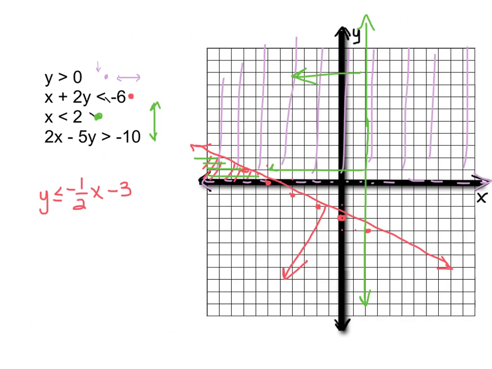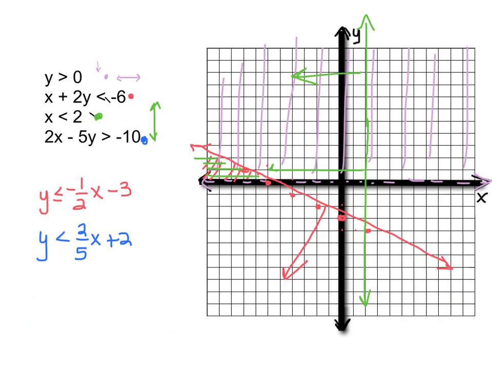The last one, let's do in blue. If I were to solve that, I would get y is less than 2 over 5x plus 2. Remember, when I solve for y, when I divide through by the negative 5, this is going to flip to a less than. The greater than will change to a less than, because when you multiply or divide by a negative, you flip the inequality.